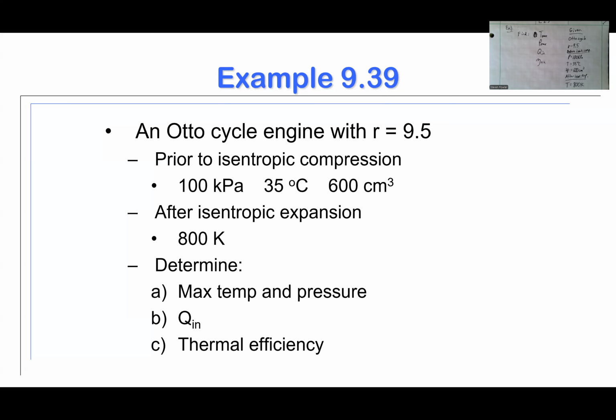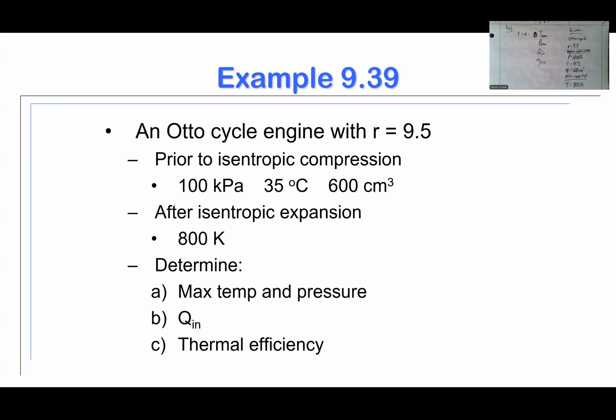So again, if we read the whole problem statement, it would not be this broken down and simple. It'd be a paragraph, and we'd have to break out the parts from it. And they would say something about before the isentropic compression, it has a pressure of 100 kilopascals, a temperature of 35 degrees C, and a volume of 600 cubic centimeters. And we would need to figure out from that statement in the problem statement what that means to us exactly.